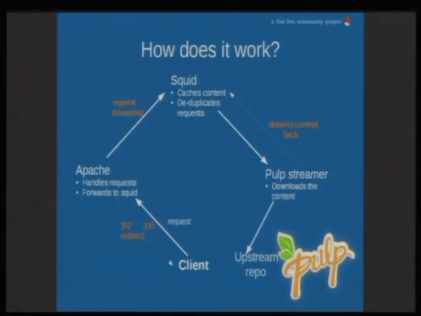In case I do not have this package, I make a redirect, and the request is redirected to the Squid. Squid is our proxy, and what it does, it caches the content. Squid looks into its cache and sees, do I have this file? No, I don't have it. So it makes a request to the Pulp streamer. Pulp streamer is a microservice which is responsible for downloading the actual content from the remote source. So Pulp streamer figures out where this exact RPM lies. It goes to the upstream repo, downloads the content, and streams the content back through the Squid and Apache right to the client. So at this point, the client received its content.